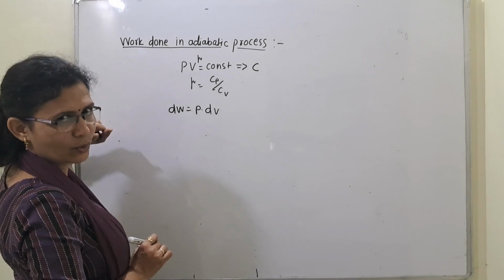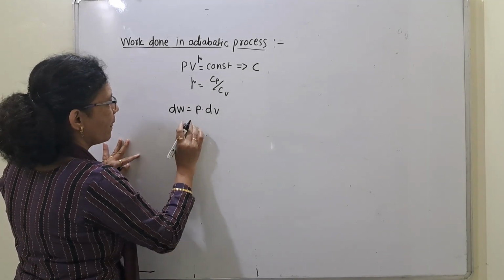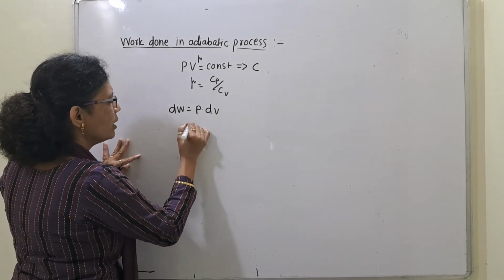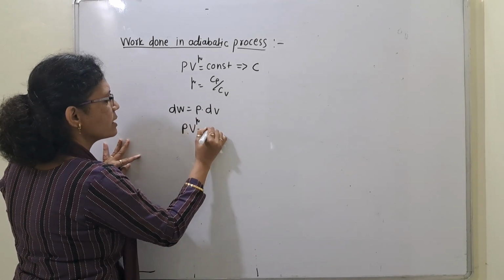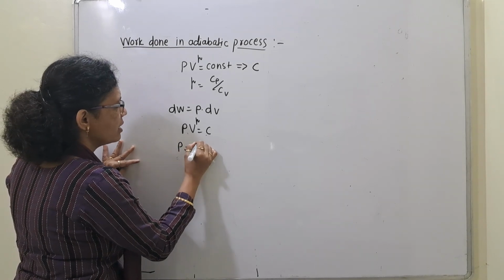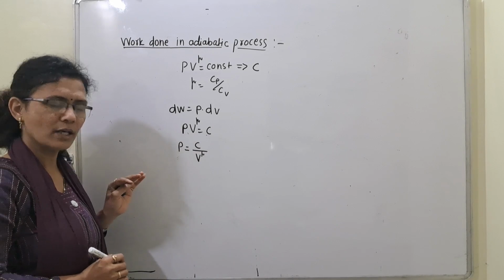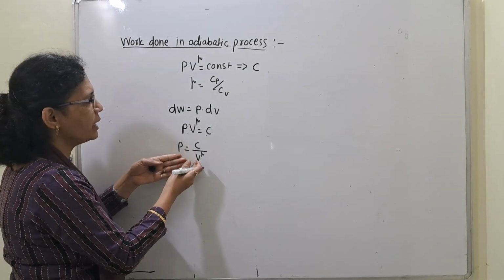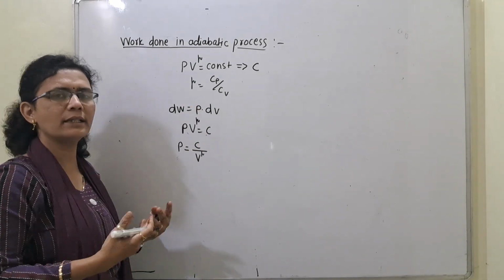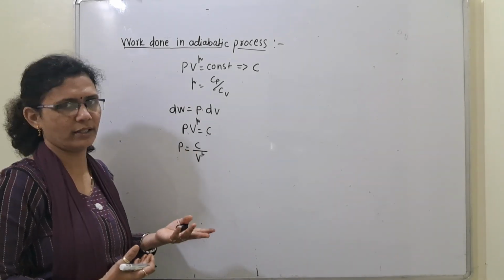Now here we are going to put the value of P from this equation, that is PV raised to gamma is equal to constant. What will be that value of P here? See, I will write the formula again. PV raised to gamma is equal to constant C. Then what will be the value of P here? C upon V raised to gamma. So put this value of P in this expression and take the integration from initial volume to final volume.